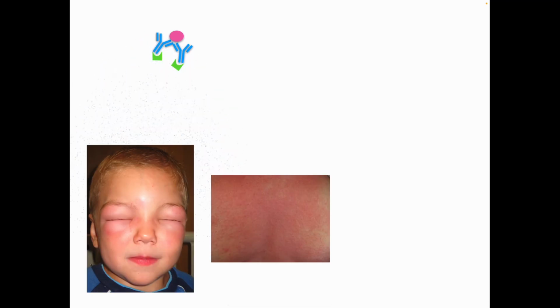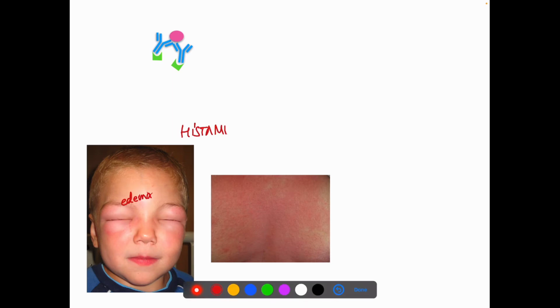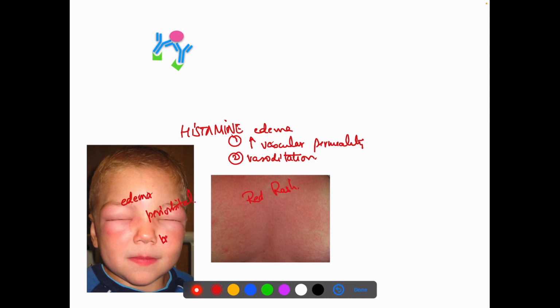So an allergen will come, and this allergen will bind to these IgE antibodies, and due to this, there is deformity in the membrane of the mast cell, and the granules of the mast cells get released. One of the most important components of the granules of the mast cell is histamine, which leads to this. In this picture, you can see there is a boy and there is edema. So histamine leads to edema because of increased vascular permeability, and it also leads to vasodilation, resulting in red rash. Edema can be periorbital and can also involve the larynx, which can lead to respiratory failure.